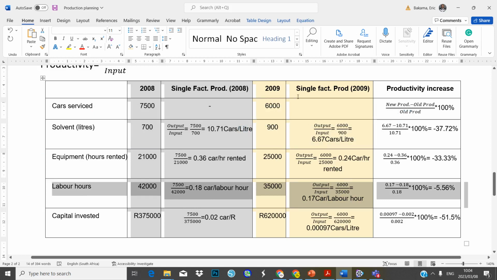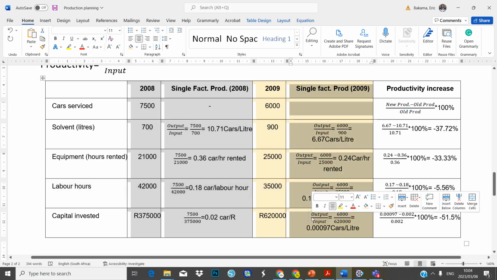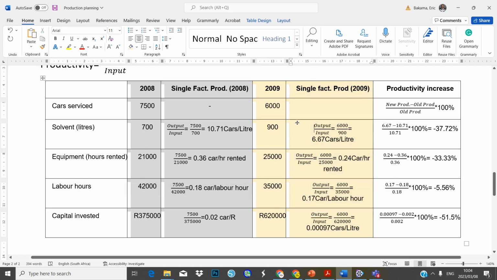Then we did the same thing when we were looking at the single factor productivity for 2009, and the principle is still the same. I think even without calculating, we could see already that there was something wrong. For example, in terms of solvent per liter, how can you use 700 yet you service only 7.5 cars, while here you use 900, an increase of 200, yet the productivity has decreased by 1.5 in terms of the number of units. So all of these are red flags that the company is able to use.